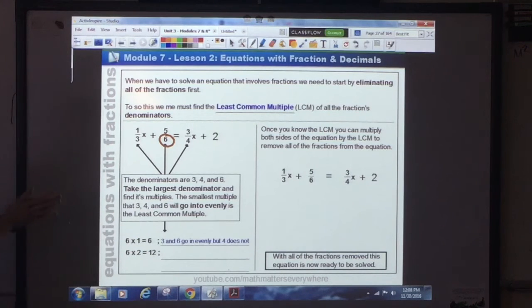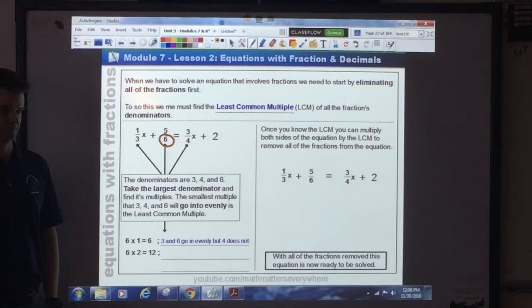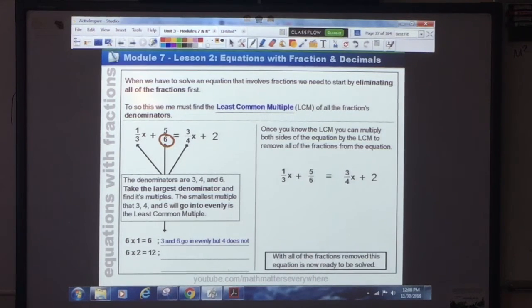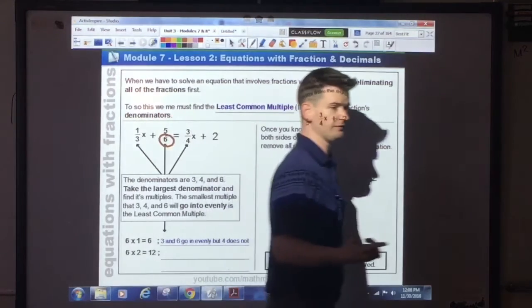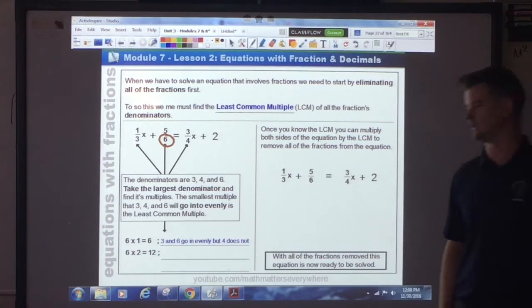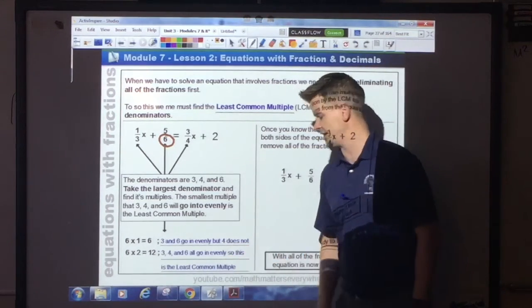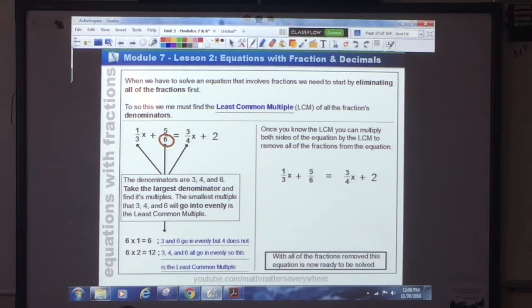That does not work. 3 and 6 go in evenly, but 4 does not. So we find the next multiple of 6. All you're doing is multiplying: 6 times 1, 6 times 2, until you find the least common multiple. So we do 6 times 2. We get 12. And we ask ourselves that same question. Does 3 go into 12 evenly with no remainder? Yes. What about 6? Yes. What about 4? Yes. All three of them go in evenly with no remainder, so that means our LCM is 12.